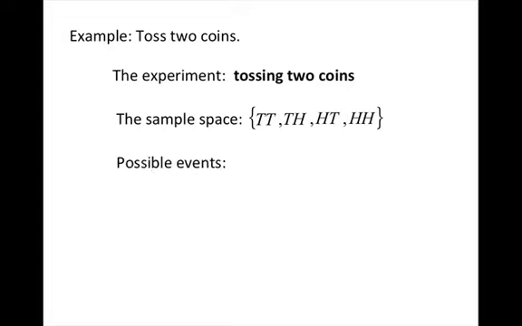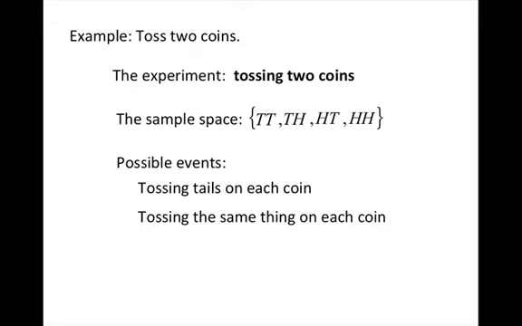Now let's list some possible events. Well, I may want to know what are my chances of tossing tails on each coin. Or I might want to know what are my chances of tossing the same thing on each coin. That means each coin is tails or each coin is heads. And again, these are just 2 of many possible events that I could have listed.